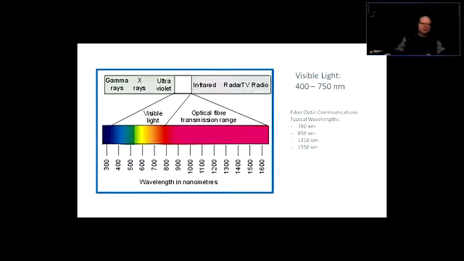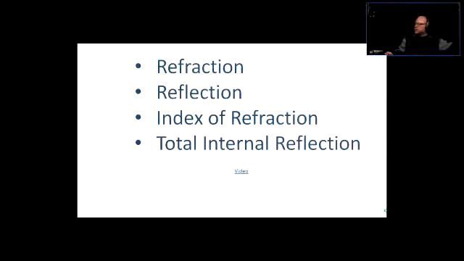Now, in the next lecture, we're going to look at why we actually choose those frequencies and not the frequencies in between. There's a reason why those frequencies are being chosen for the optical transmission. Now we're going to cover refraction, reflection, and then the index of refraction and total internal reflection. So these will be the topics that we want to touch on today.